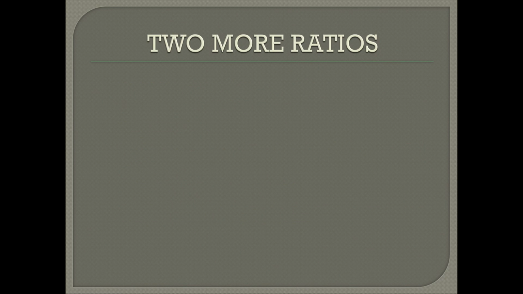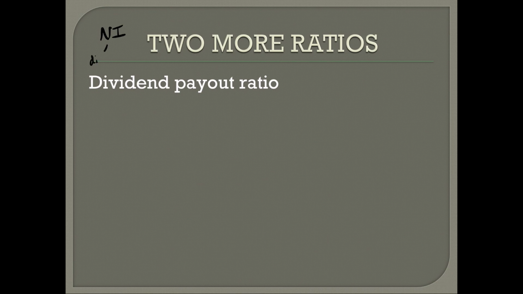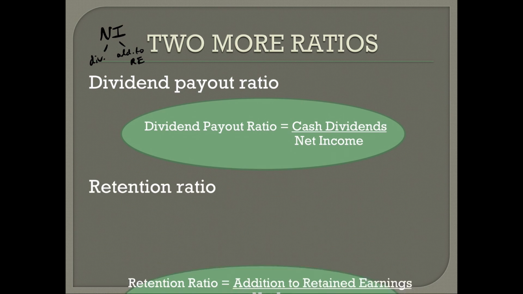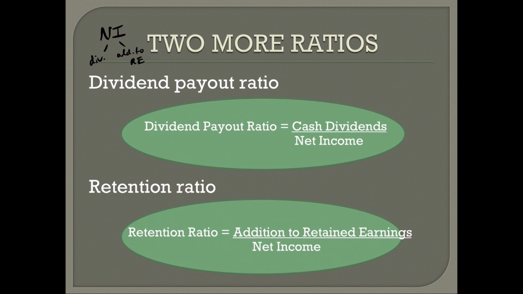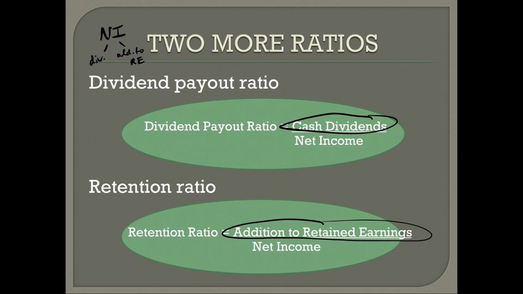So we have two more ratios before we conclude. The thing with these two more ratios is you need to ask yourself, what can a company do with their net income? So their bottom line on their income statement. Well, you should know that they can either pay it out in the form of a dividend or they can have an addition to their retained earnings. These two ratios just showcase what percentage of their net income goes out in the form of dividends and what percentage of their net income is put back into the company in the form of retained earnings.